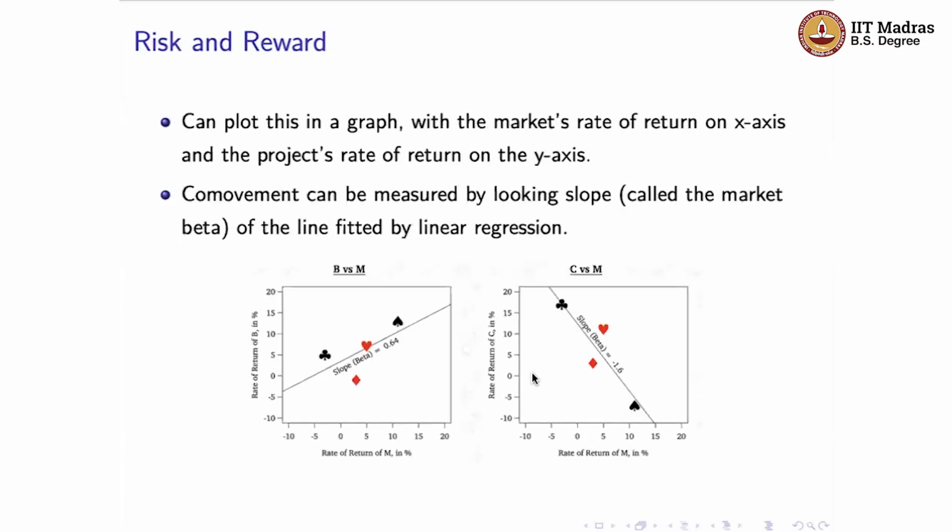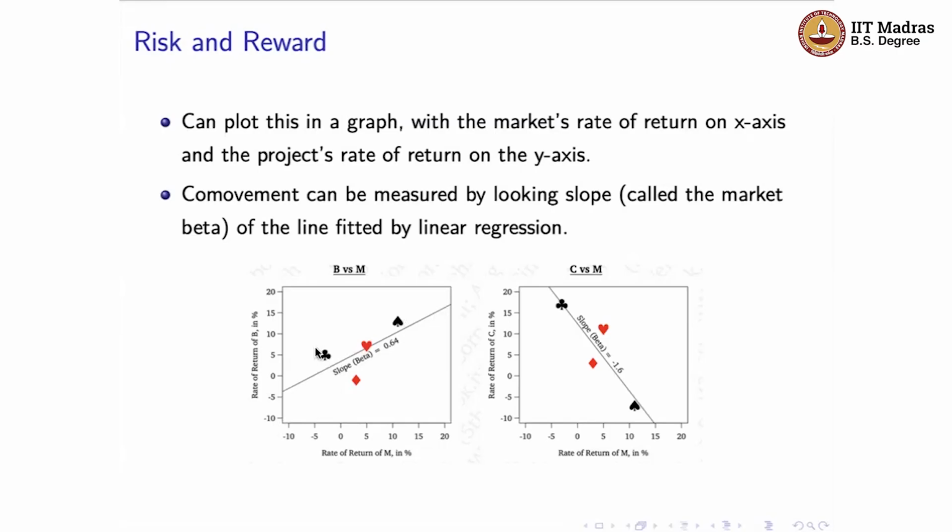Okay. So we can actually plot the rate of return of the project versus the rate of return in the market, right? Here, what you see is for two different stocks, stocks B and C, we are plotting the rates of return of these stocks versus the rate of return of the market, right? And you can see these 4 points here. These basically represent the 4 different outcomes that can happen, right?